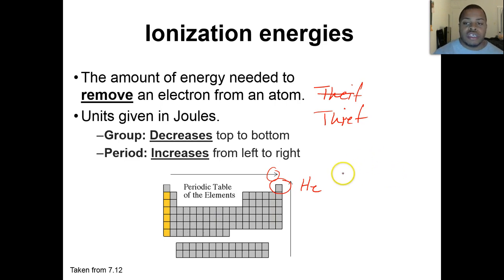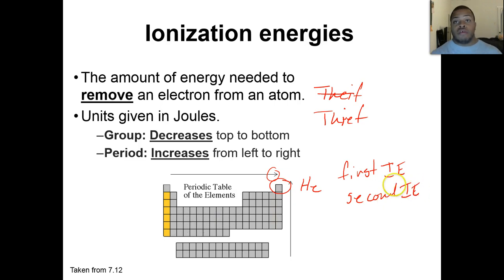Now, I want you to notice that I said you can have first ionization energy, first IE. You can also have second and third and so forth. Now, what does that actually mean? Well, how much energy does it take to take away the first electron? And what about the second one? Depending on the group that you're dealing with, you'll find that there'll be a little bit more of a challenge. What do I mean?